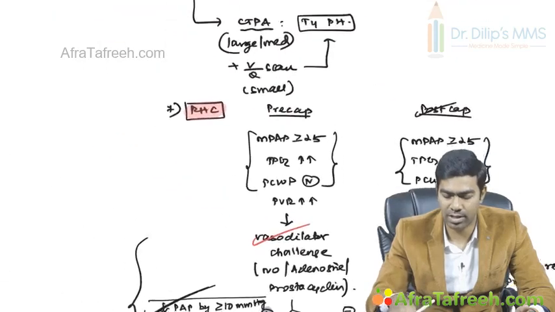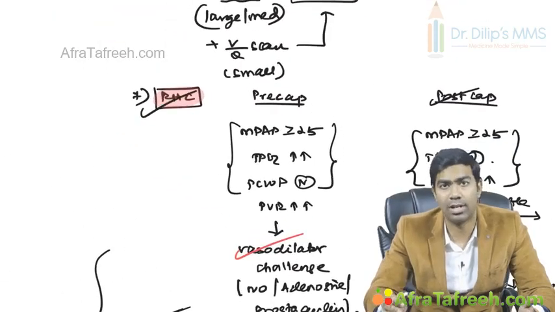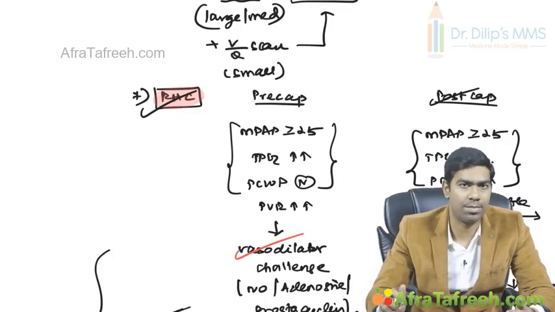That is why right heart catheterization is considered to be one of the important gold standard tests for pulmonary hypertension assessment.